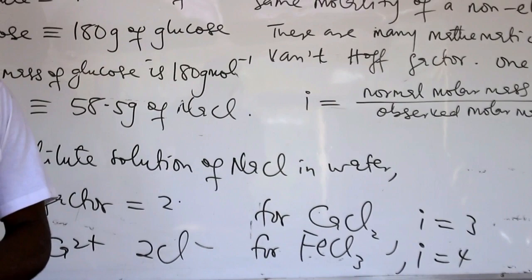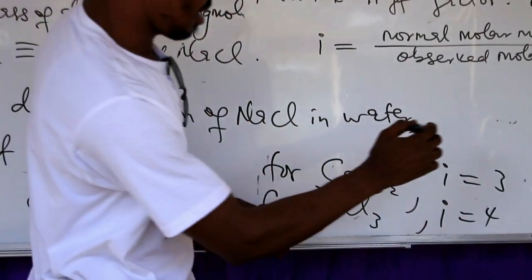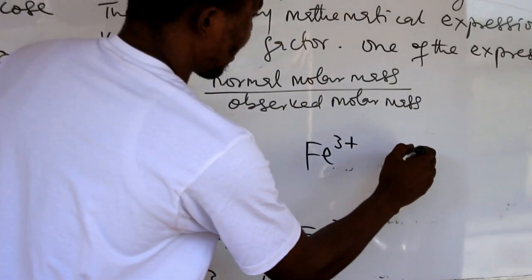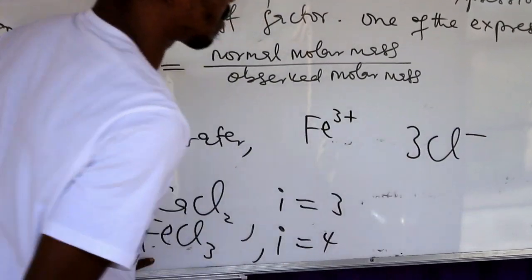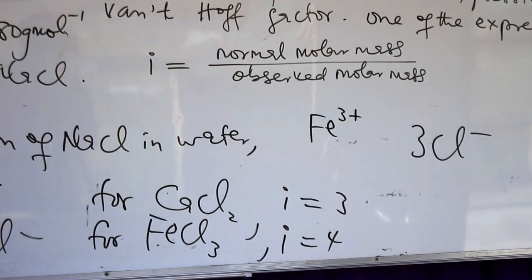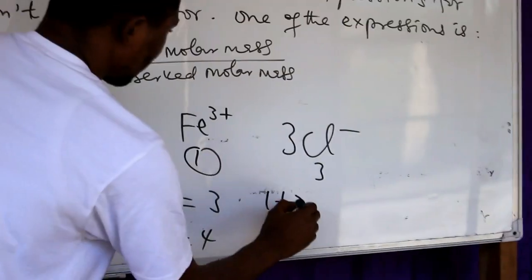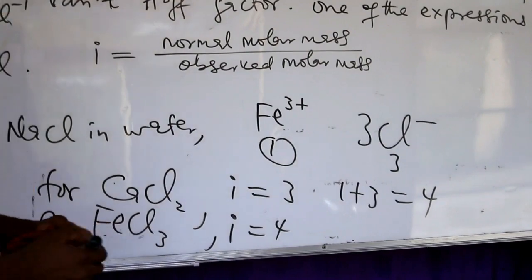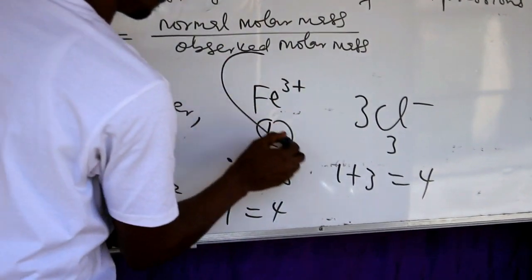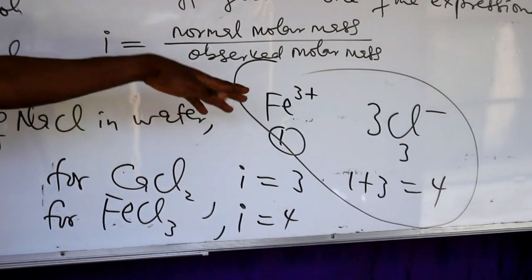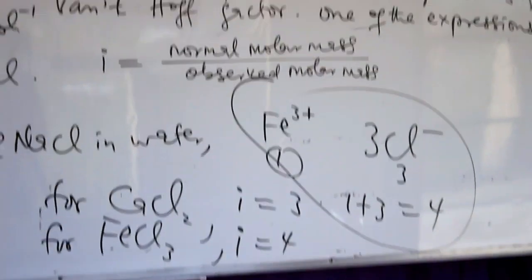For a salt like this one, iron 3 chloride, the Van't Hoff factor is 4. Class, can you tell me the reason? Look at it here now. Here you are going to have 1 iron ion and 3 chloride ions. You see? So 1 plus 3 is equal to 4. So the Van't Hoff factor for this will be what? 4. Okay? In case you ask that. So that is it.